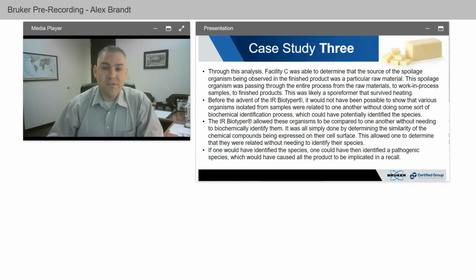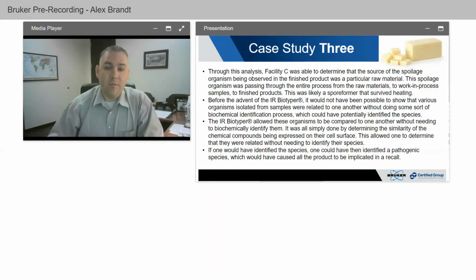And so through this analysis, Facility C was able to determine that the source of the spoilage organism observed in the finished product was a particular raw material. This spoilage organism was passing through that entire process, from the raw materials to work-in-process samples to finished products, and they were postulating that this was likely a spore former that survived heating because there was a lot of heating done in this process. And so that spore former was getting all the way to the end and then growing out and creating spoilage problems.